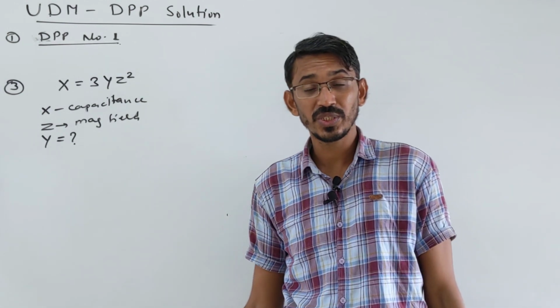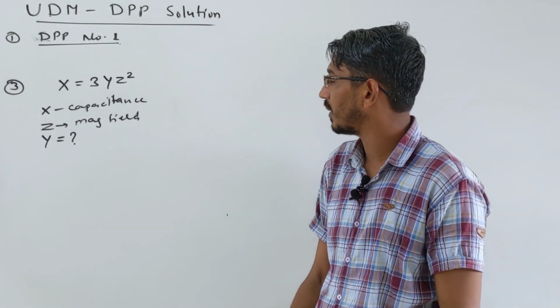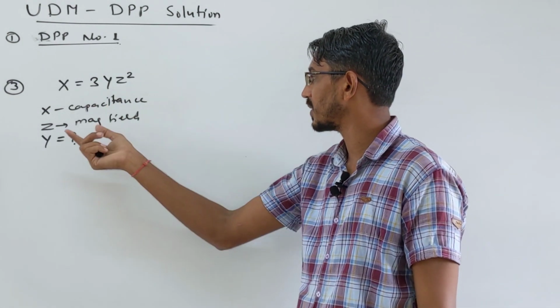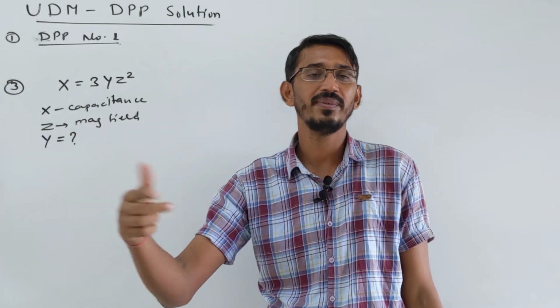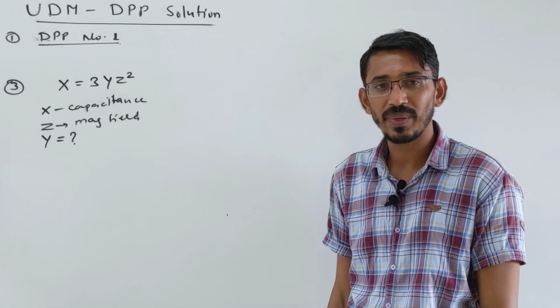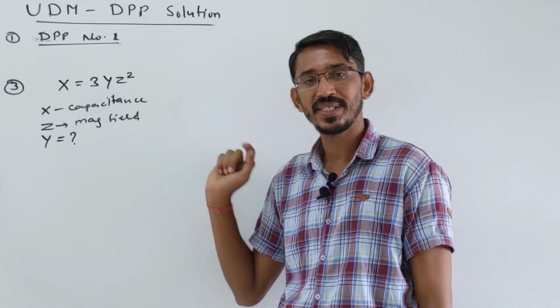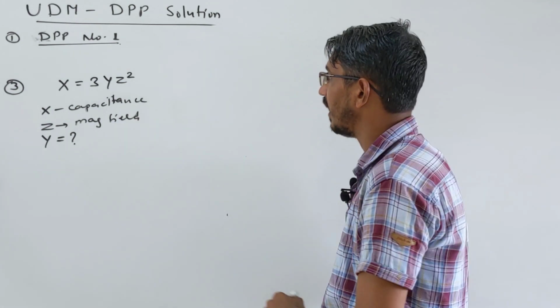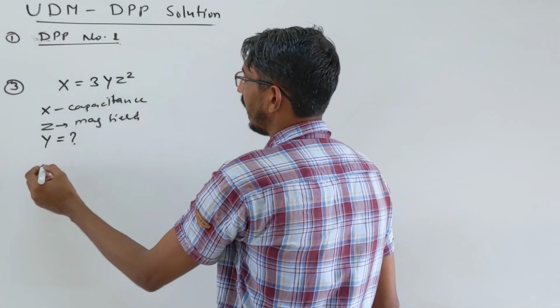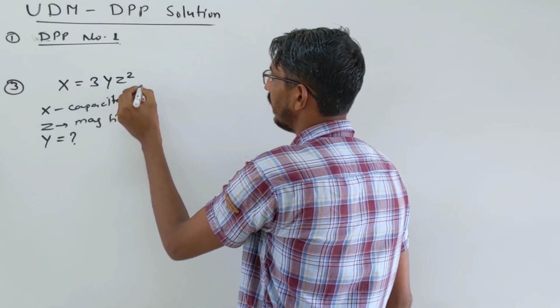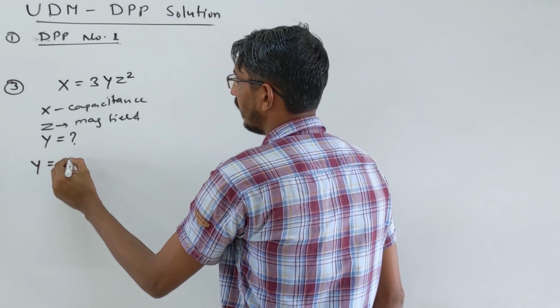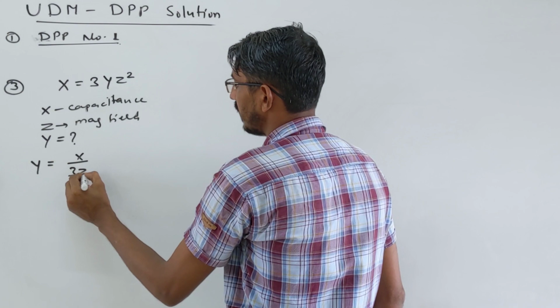If you are in 11th and just started with 12th, then you cannot answer because you don't know the formulas of capacitance and magnetic field, and how they are related with other quantities. If you are already 12th pass, then you should be able to answer this question. Okay, let's see how to answer. You have to find the dimension of y. So rearrange this formula: y is simply x by 3 g square.